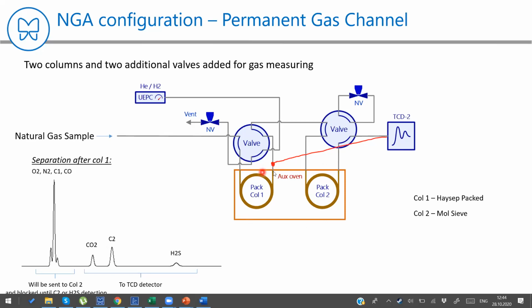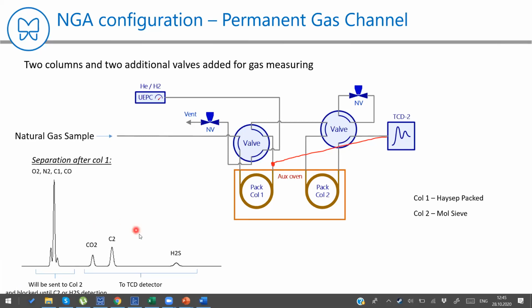I will explain later why we use here an auxiliary oven, not the main GC oven. We don't need here any high temperature or programming, so we use the auxiliary oven. I will explain in detail a bit later. So this column provides a separation like the picture we have here.